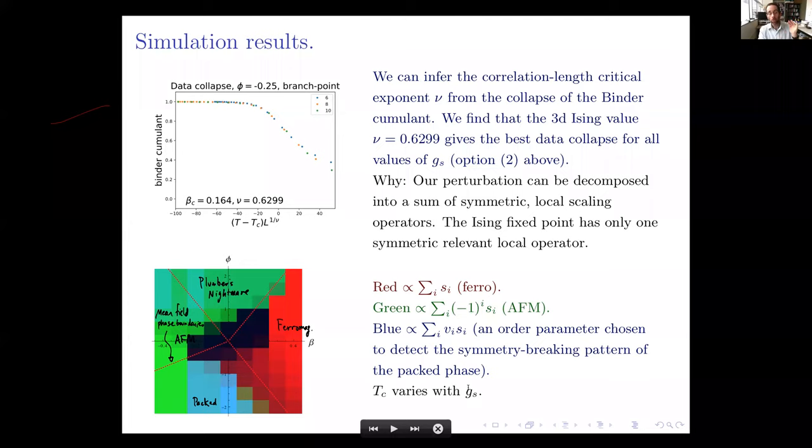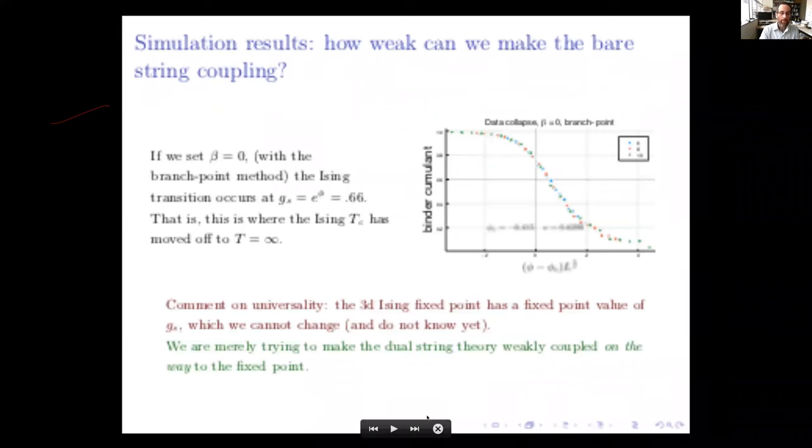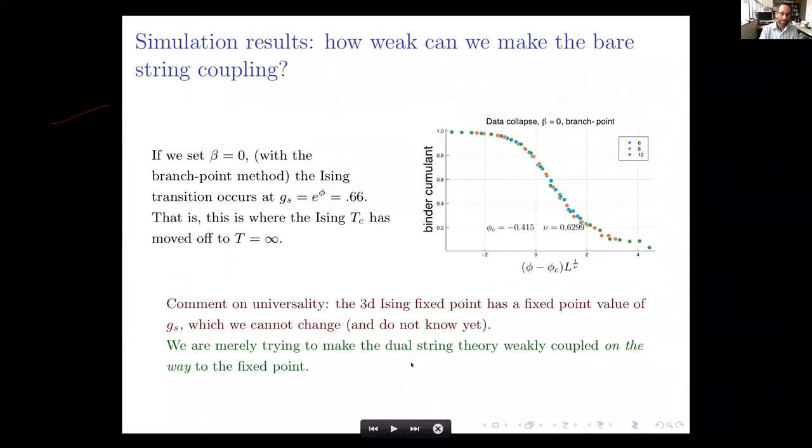And so a question we can ask is, how small can we make this bare string coupling? And we can do that by setting beta to zero. And in that case, the Ising transition occurs at some value of the string coupling, which is like two thirds. And so that's the value of the string coupling where the Ising critical temperature moves off to T equals infinity, and you always stay in the ordered phase.